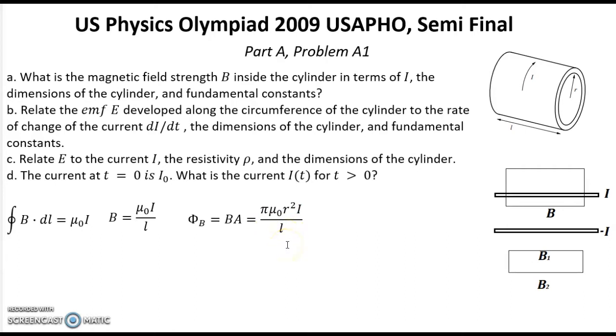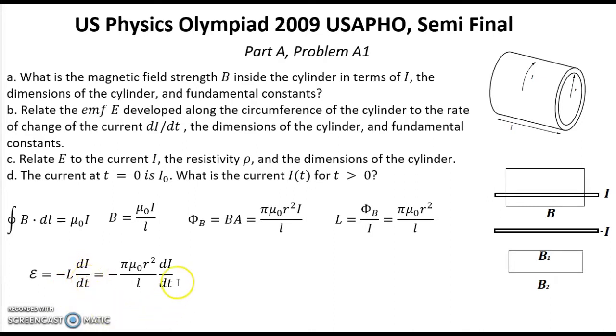And now we can find the inductance of this cylinder, L. This is the expression for inductance. And now we can find the EMF created by the change of current. That will be this expression for the EMF, which is equal to negative inductance L multiplied by dI over dt. And that's the answer for question B.